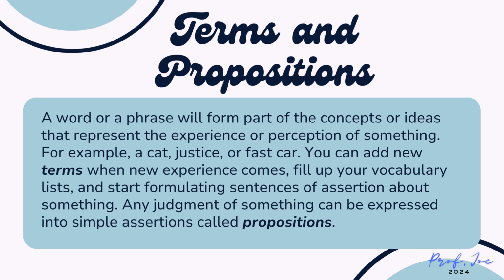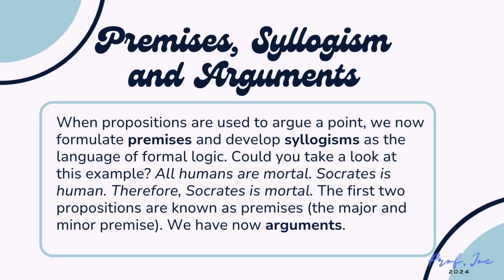You can add new terms when new experience comes, fill up your vocabulary lists, and start formulating sentences of assertion about something. Any judgment of something can be expressed into simple assertions called propositions. When propositions are used to argue a point, we now formulate premises and develop syllogisms as the language of formal logic. Take a look at this example. All humans are mortal. Socrates is human, therefore Socrates is mortal.